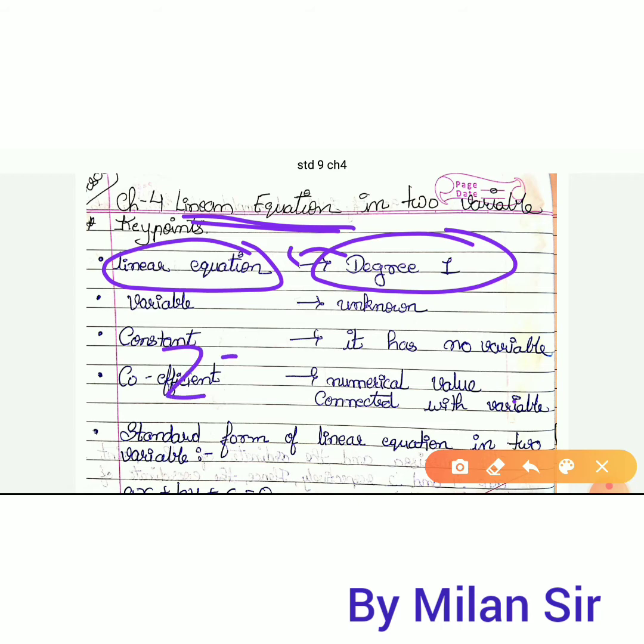That means if I have the equation 2x plus 3y is equal to 5, then the degree of this equation is 1 because of the highest power of the variable. Here we have two variables x and y, both have exponent 1. So the degree of this equation is 1, so it is called a linear equation. This is an example of a linear equation: 2x plus 3y is equal to 5.